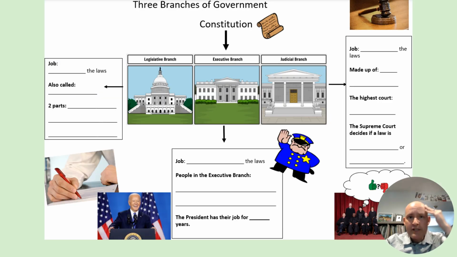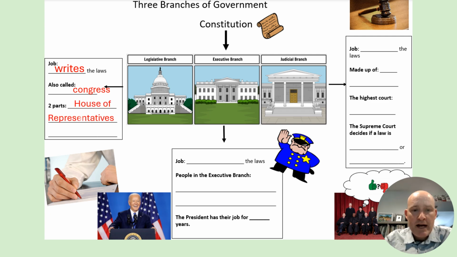So let's overview the three branches of government. First, we have the legislative branch, and what that does, it writes the laws. It's also called the Congress, and there are two parts of the Congress: the House of Representatives, based on population, and the Senate, in which every state gets 2 senators.